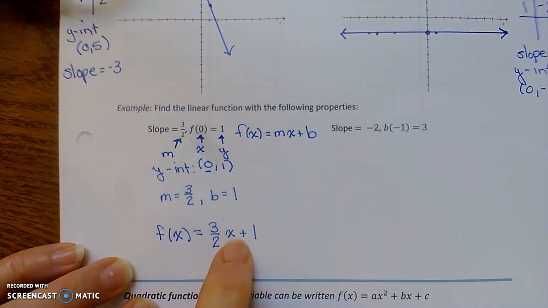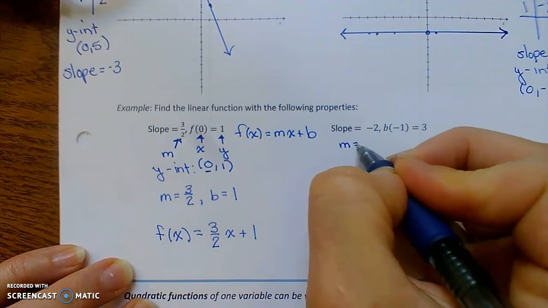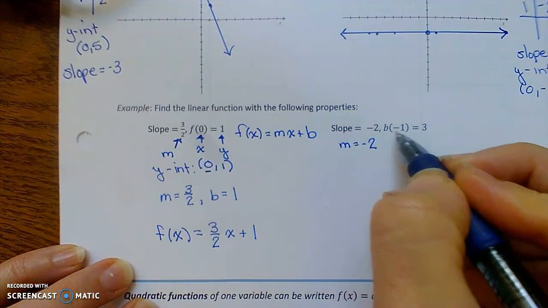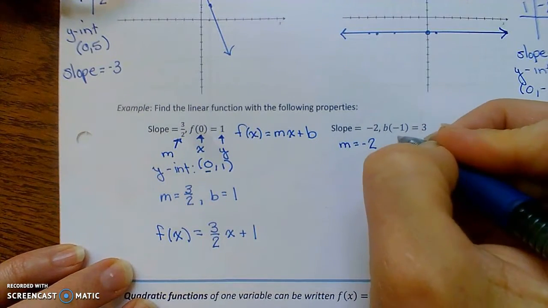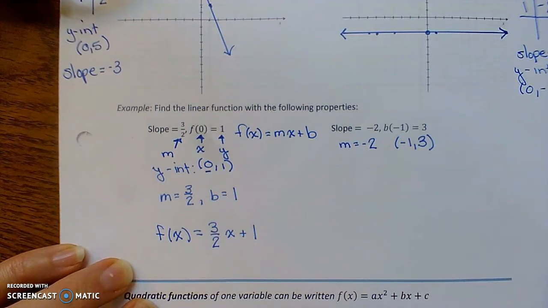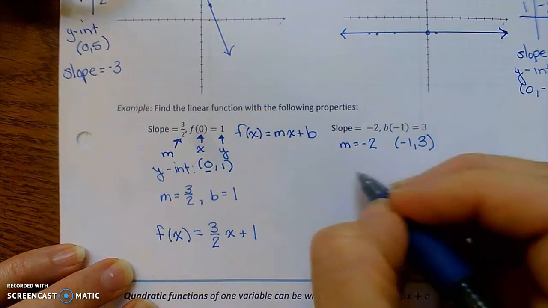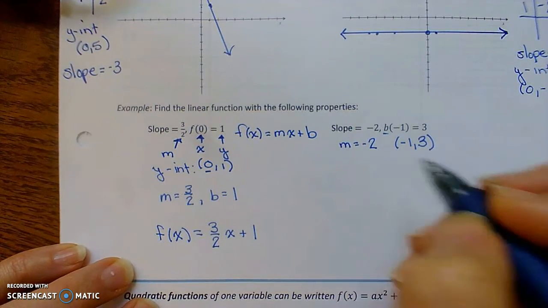All right, now what if we're not so lucky to get that information? What if they give us a slope, m is -2, and b of -1 equals 3. So that tells us that (-1, 3) is a point on the line. Well, what we can do is use that same equation, y equals mx plus b, or in this case, the name of our function is b, so b of x equals mx plus b.